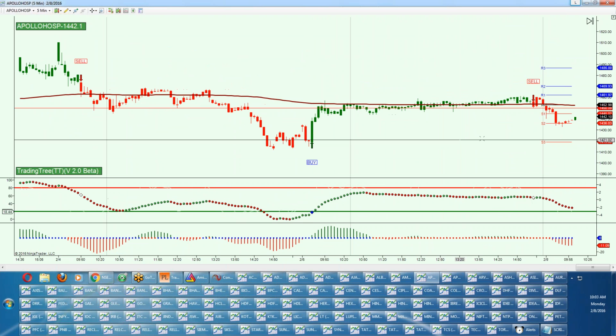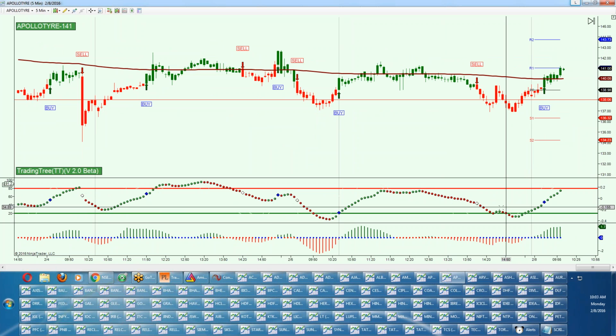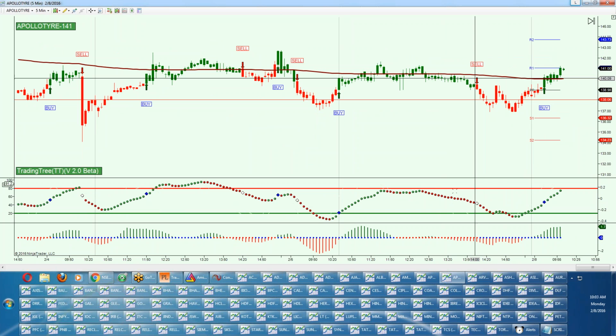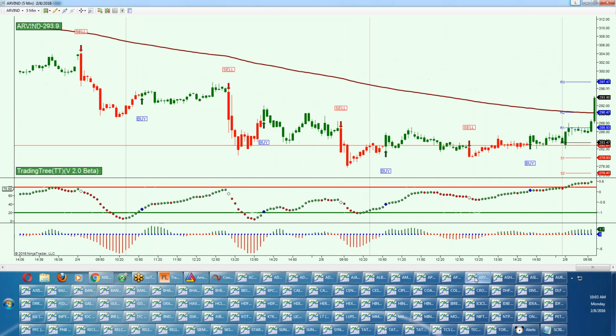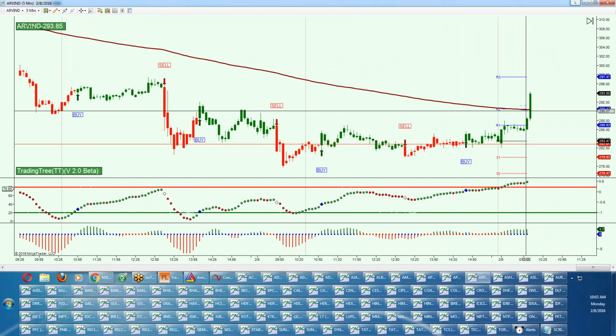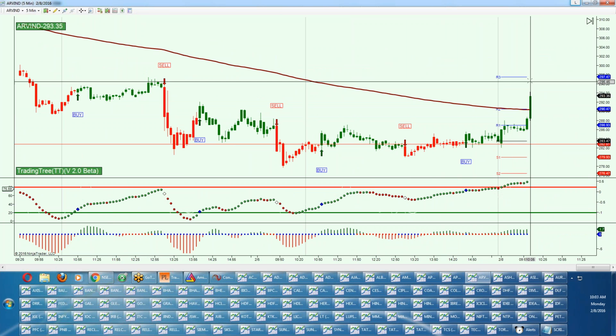So this has done its target, Apollo Hospital. So Apollo Tire, we had a buy. That's already done its first target. So the next target would be this 140, 160. You can just see our wind. So once it breaks the brown line, it will shoot up. So the next target is 297.40.